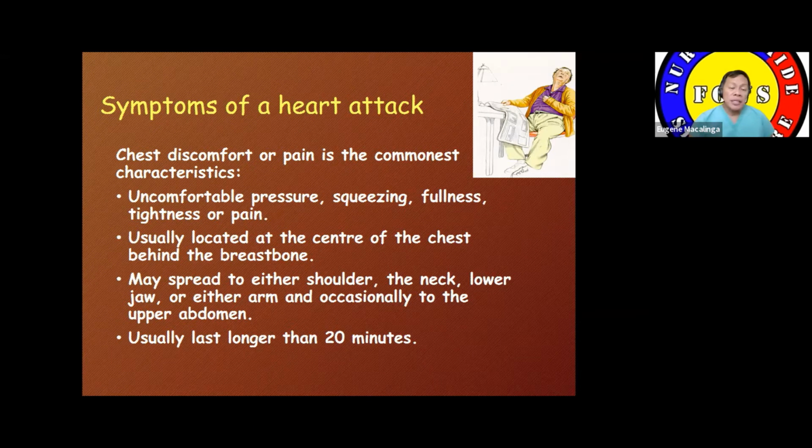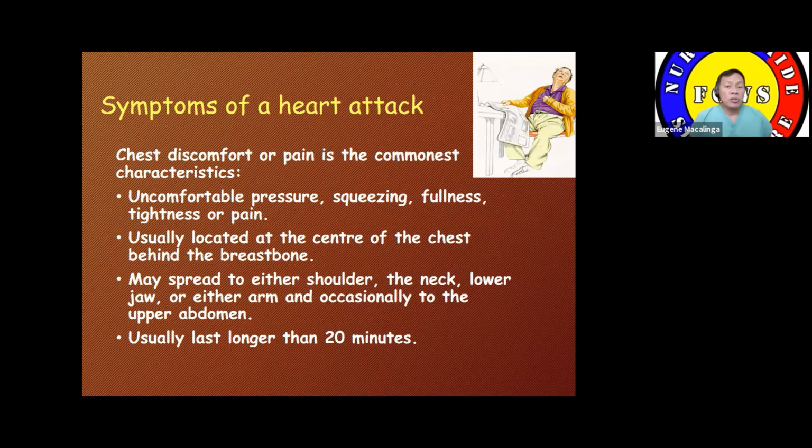Okay, so as I mentioned and I've demonstrated, usually it's located in the center of the chest behind the breastbone. For those of you who have taken anatomy, breastbone is the common name for the bone called your sternum. Anatomically, that's the name, but commonly we call it breastbone. If you put your fingers in the middle of your chest and feel that hard bone, that is your sternum or your breastbone.